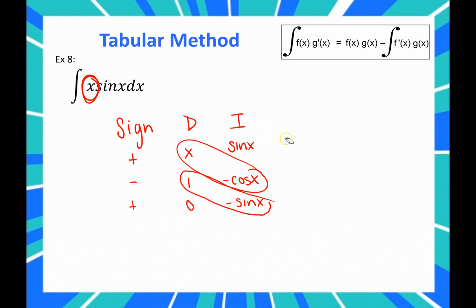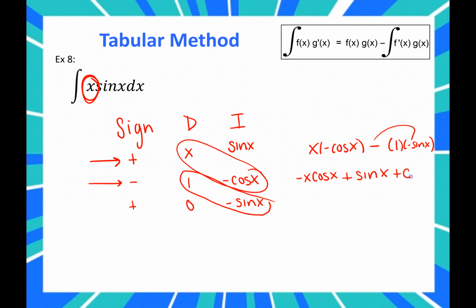So my final answer is going to be a positive x times minus cosine x, and then a minus, so I write down minus, and then I've got 1 times a negative sine x. Now let's go ahead and simplify that, rewrite that. That's going to be a minus cosine x times x, or I'm going to put the x out in front, so minus x cosine x. And then this is actually going to end up being a plus because the minus becomes a plus. This will just be plus sine x, and then we'll have plus c.